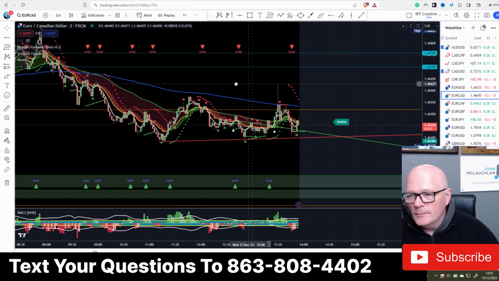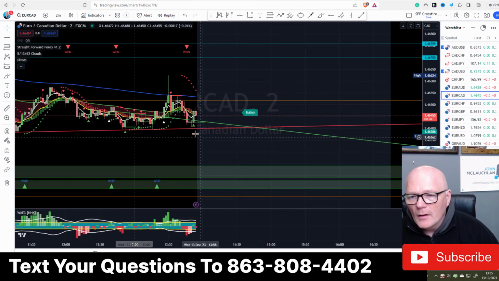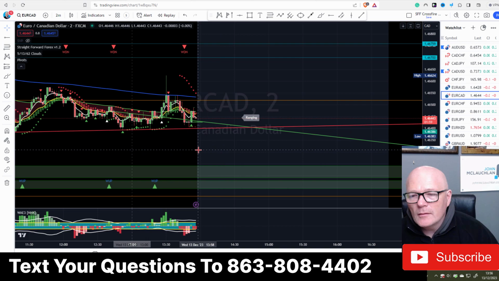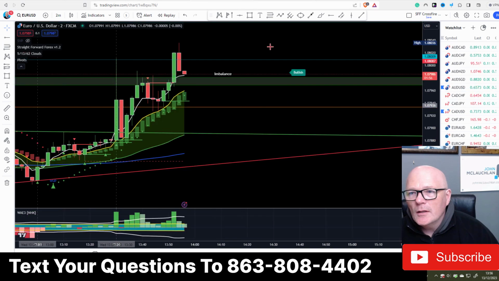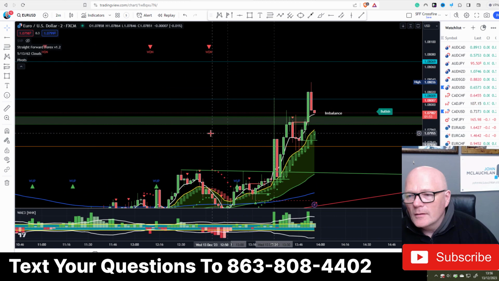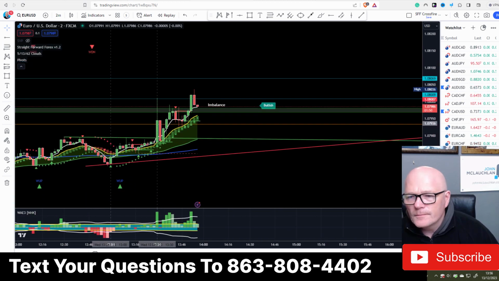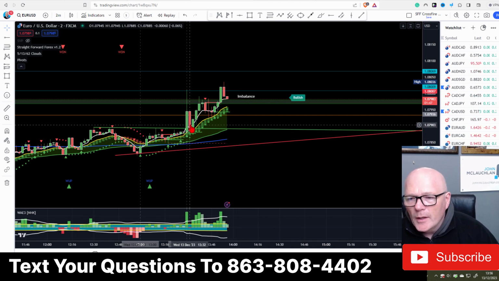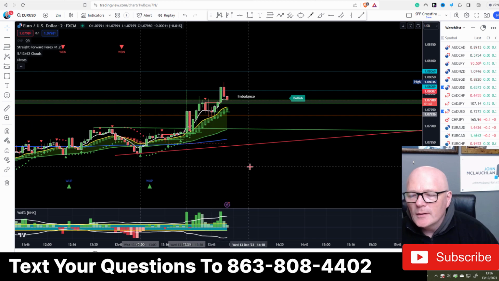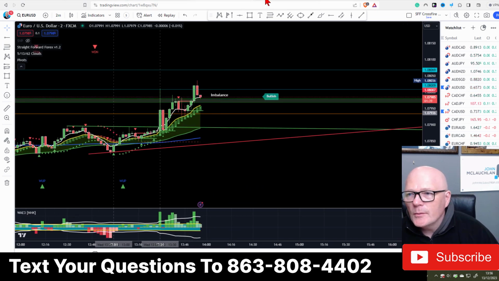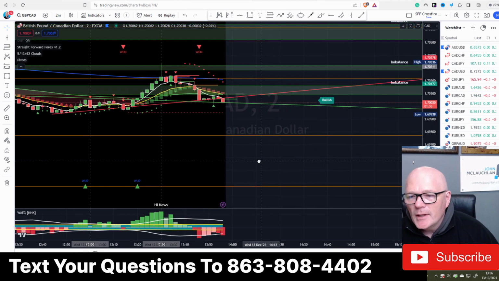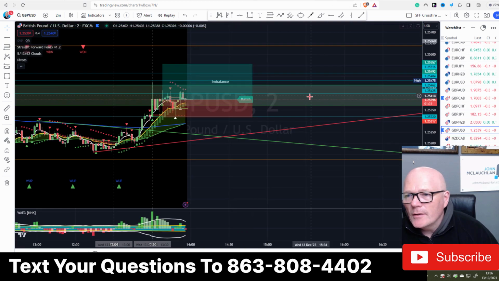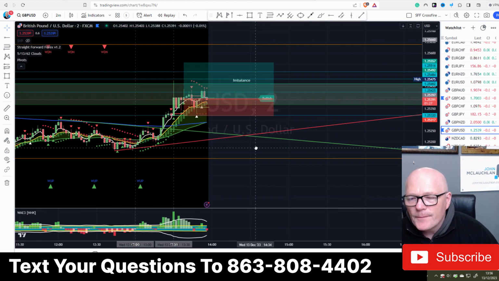So let's give a quick look through them. So Euro CAD, yeah, Euro CAD's not doing much at all. Euro USD, yeah, potentially could have had a buy there, but again there's quite a lot in the way. That's on the 2 minute. GBP CAD, yeah, sideways, maybe slightly gone into consolidation in this little area here. And GBP USD, we've just been looking at that.